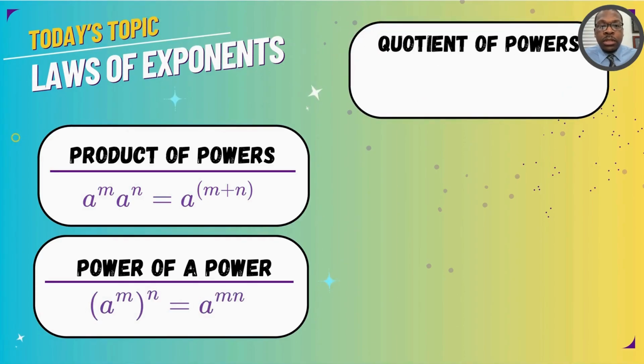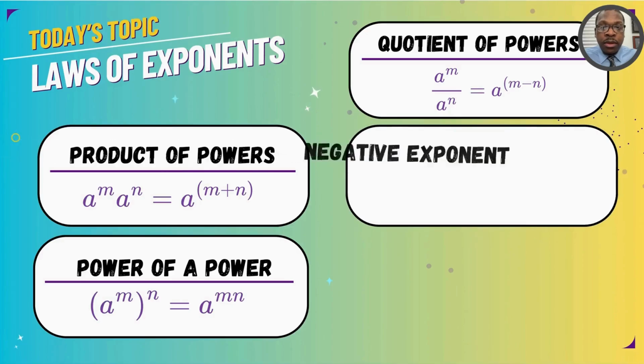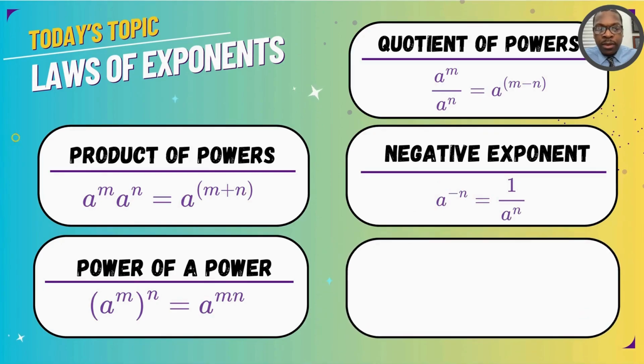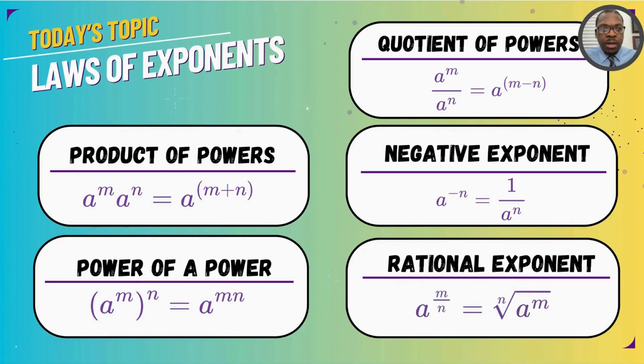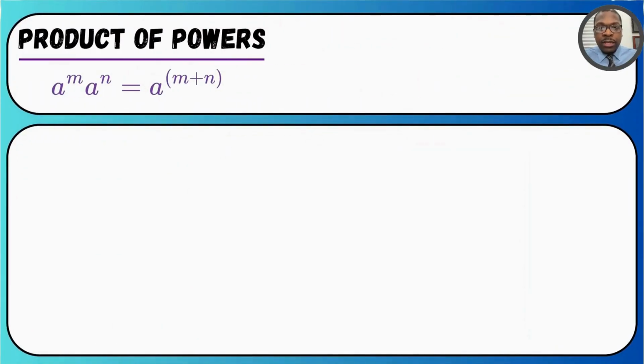Or we have quotient of powers, where if we're dividing exponents with the same base, theoretically, we could just subtract the exponents. We also have negative exponents, which tell us that negative exponents will always flip to the other side. And we also have rational exponents, where we just make sure we put everything in the corresponding place. Now, before we get intimidated, please understand these concepts are extremely easy, but you got to follow what I'm doing.